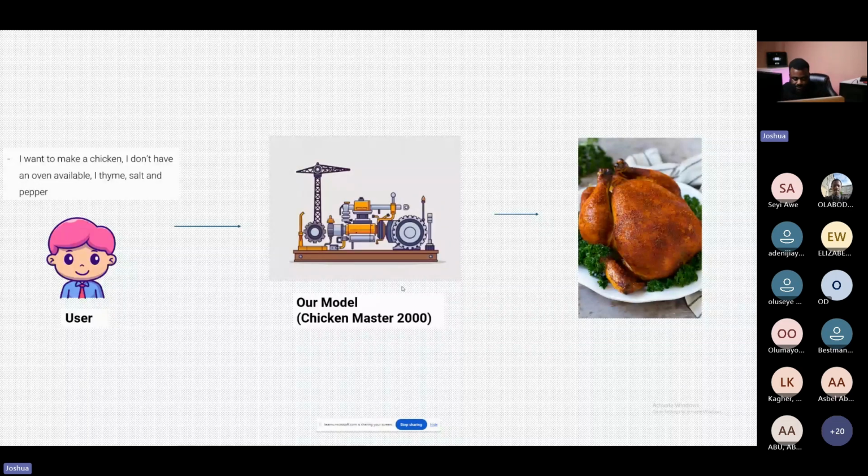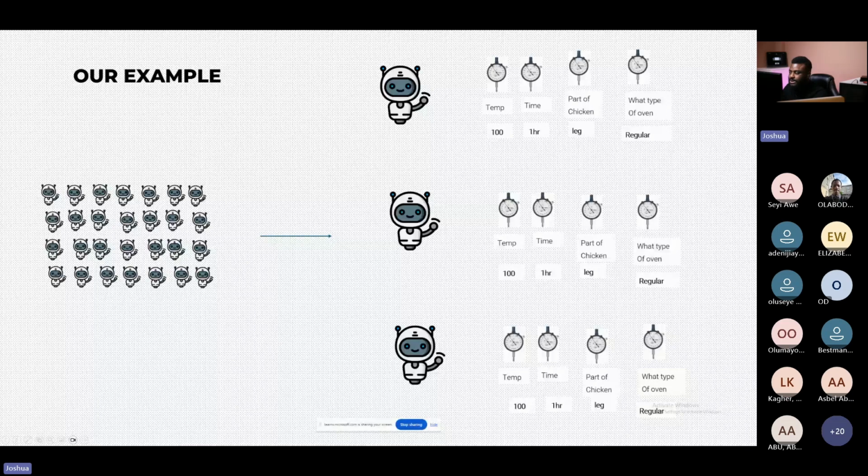But in our example, if you remember, we had hundreds of bots, and each bot had a different parameter. Maybe this bot had a temperature of 100. Oh, sorry, here they're all the same, but they're meant to be different. Maybe this bot was cooking at 5 degrees, this bot was cooking at 6 degrees. So each bot has a different parameter because we have hundreds of them.